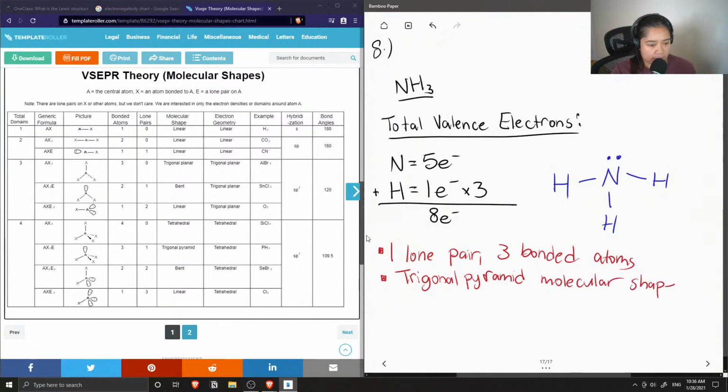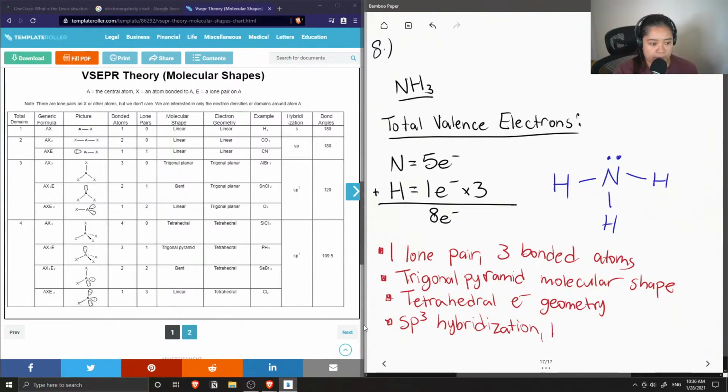It also tells us that we have a tetrahedral electron geometry. We also have an sp3 hybridization. And the bond angles would be 109.5 degrees.